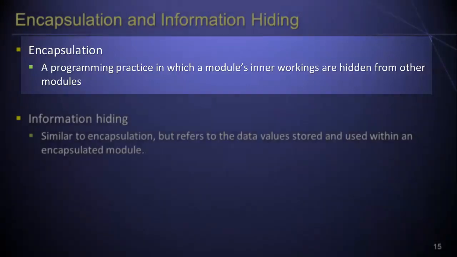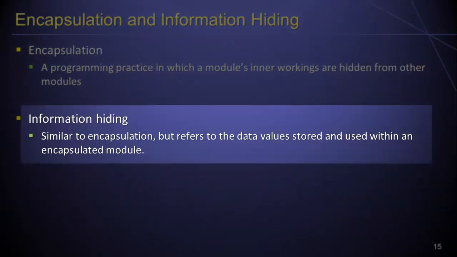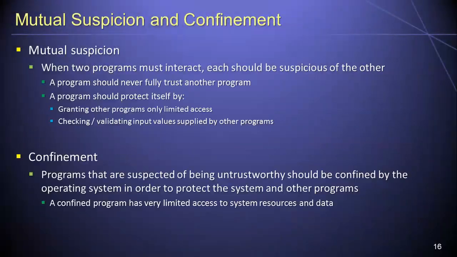The practice of information hiding is similar to encapsulation, but information hiding refers specifically to the data values that are stored within and used by an encapsulated module. Put another way, information hiding refers to a software design practice in which the actual variables or data values that support an encapsulated module's internal computations are not visible or accessible to other modules within the program.